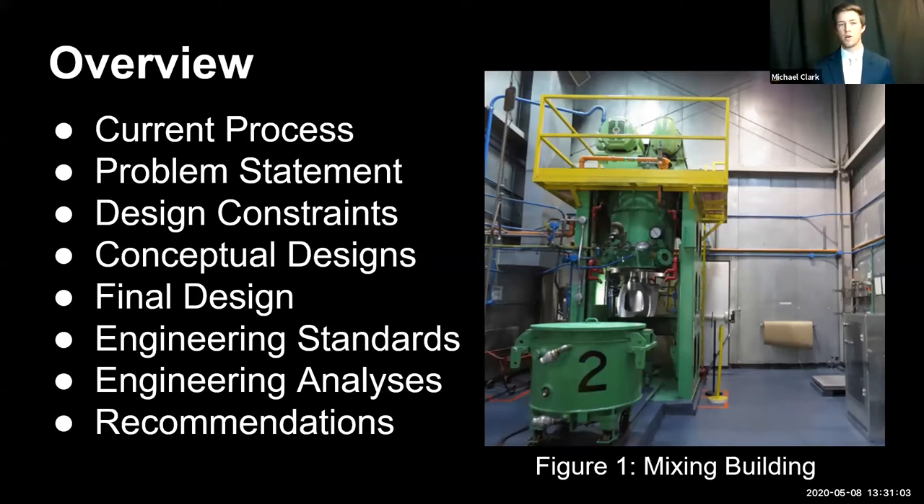Today in our presentation, we're going to go over the current process, how this mixing process works, and we're going to go over problems that can be improved to increase the productivity of their mixing process. We're going to go over design constraints, which were parameters that we had to work within in order to successfully complete this project. We're going to show three conceptual designs that we came up with, transitioning into the final design that we went with, as well as engineering standards and analyses that we used to prove that this final design was the best and that it would work. And then at the end, we will look at recommendations to Aerojet, how they can take this project and continue it to completion.